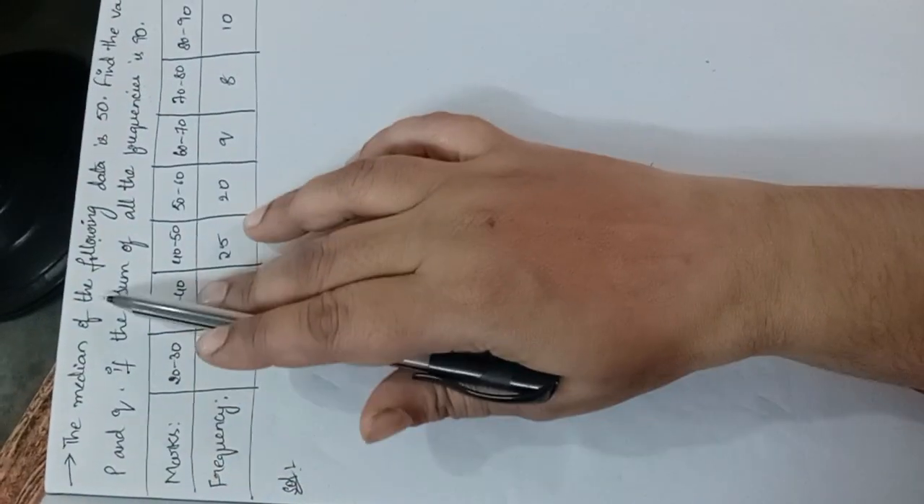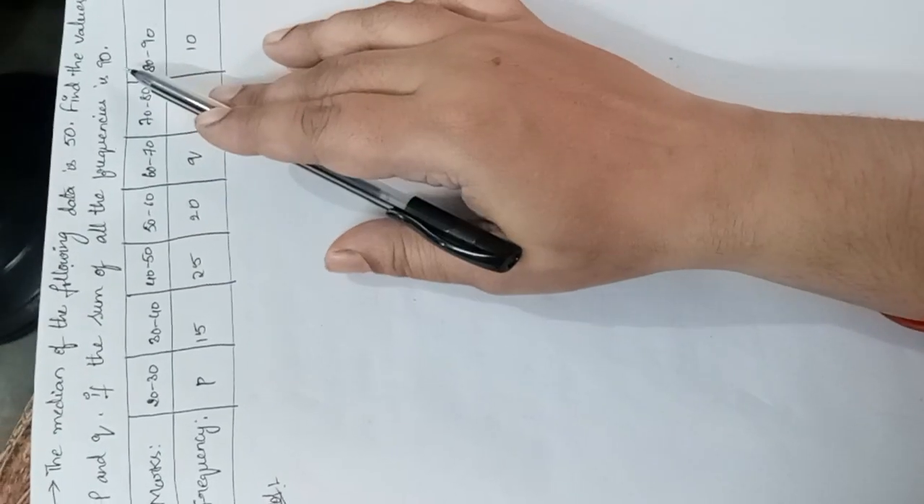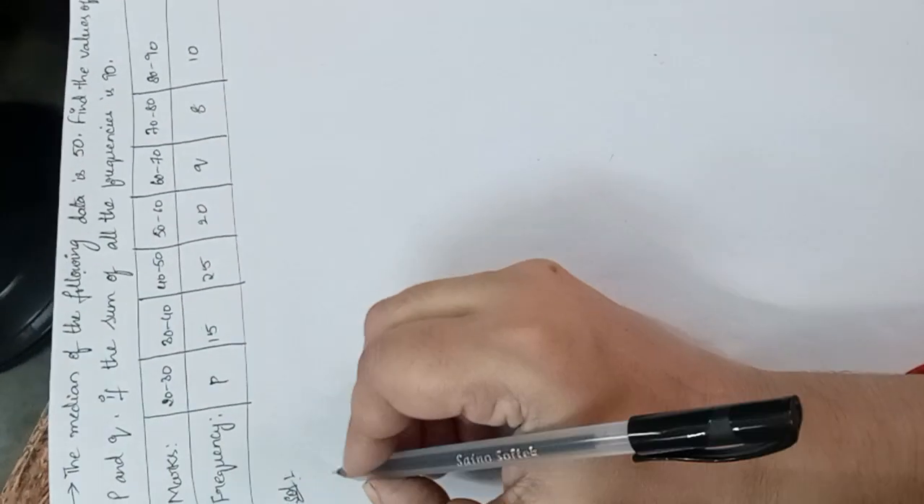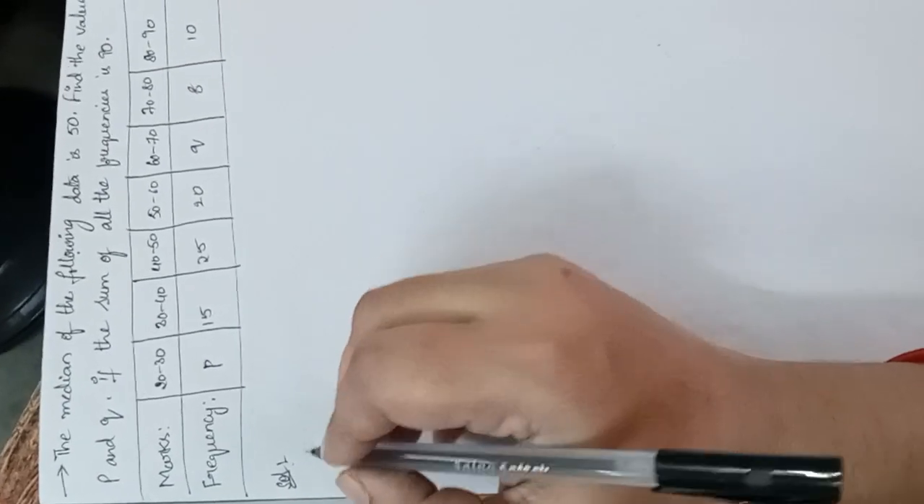The question is: the median of the following data is 50. Find the values of P and Q in the table if the sum of all the frequencies is 90. Here, first let us take the table for the median. To find the median, first we have to prepare a table.